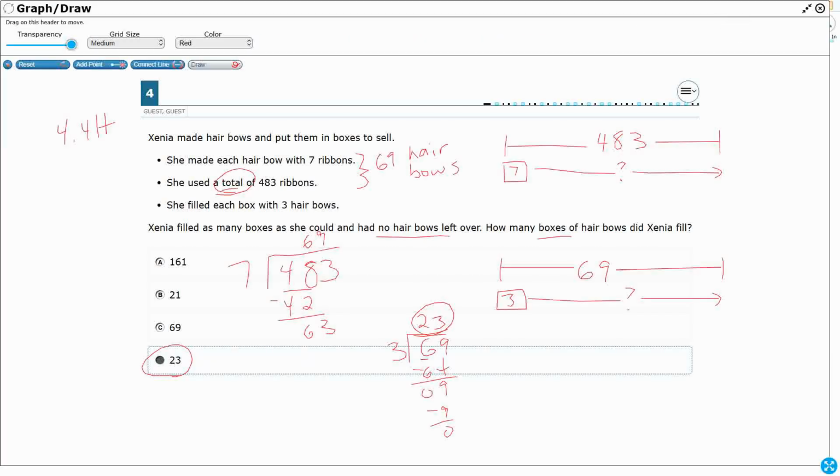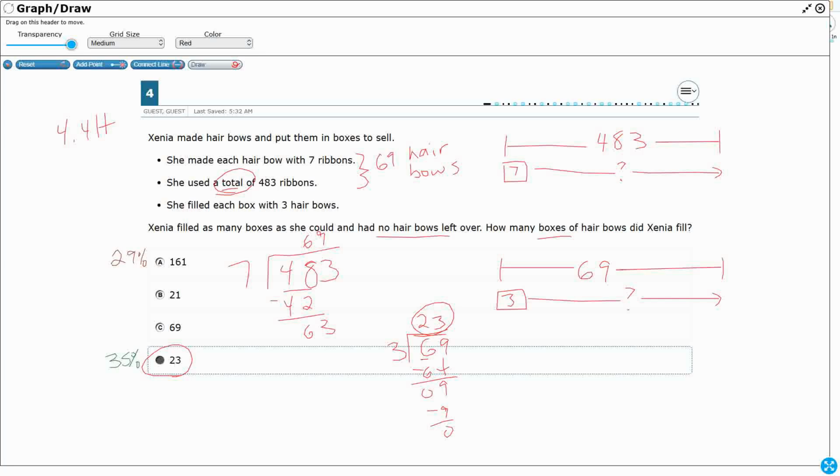Now let's see how we did across the state of Texas. The correct answer was D. We only had 35% of our students get that correct. Now, let's check the other ones. We had 29% choose A. How did we get A?